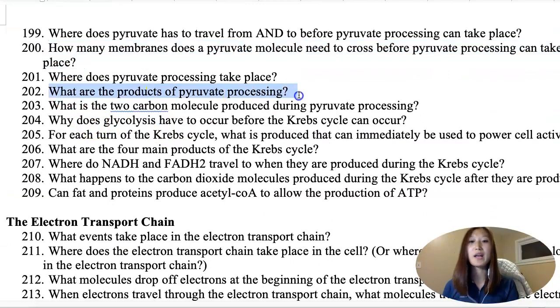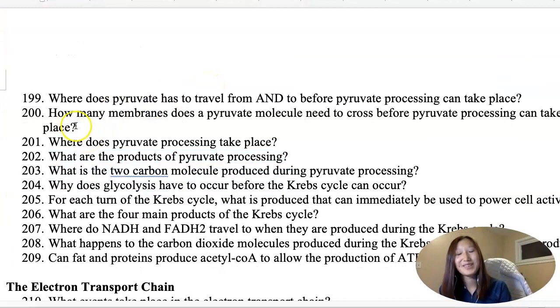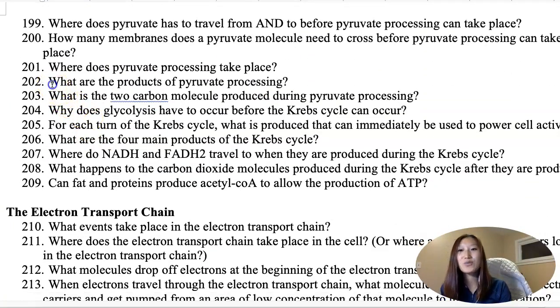What are the products of pyruvate processing? Wait, didn't we just do this? We did this already. Oh, my bad. All right, next question.